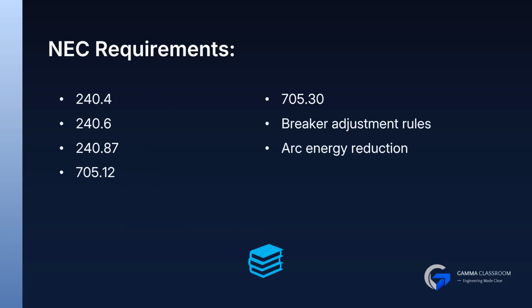NEC provides several rules for AC protection. Article 240 covers breaker sizing and adjustment. Article 705 covers interconnection protection. Article 240.87 covers arc energy reduction. Those rules apply to US projects and must be followed.